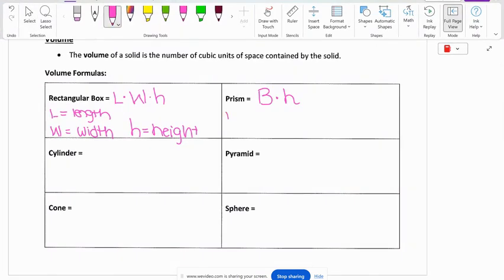And that capital letter B, this is where it's going to be different. Usually we see B and we're like, oh, that's the base. Yeah, but we usually use a lowercase b to represent the base. This capital letter B doesn't just represent the base. This capital letter B represents the area of the base. And H represents the height.